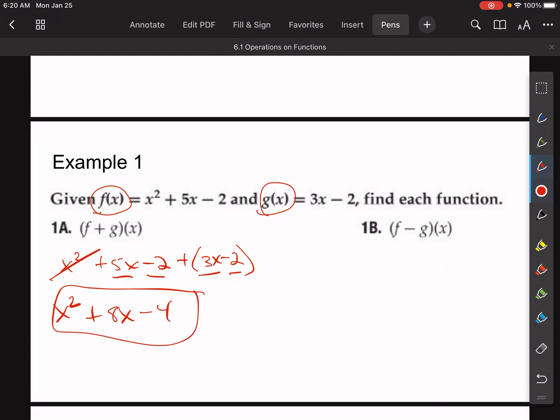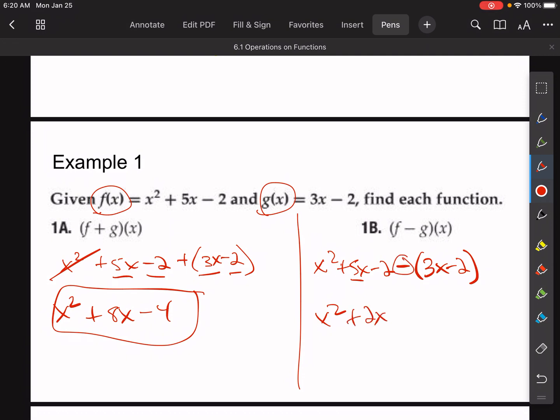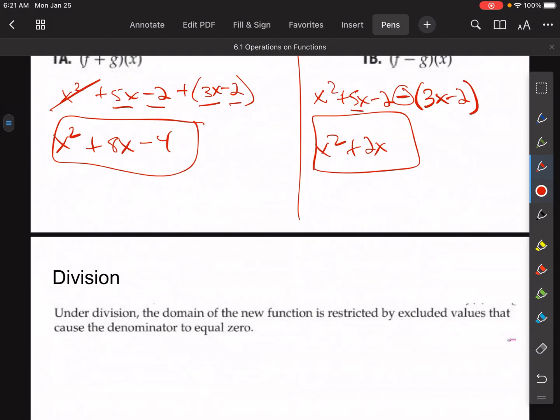Go ahead and try 1b out. Remember that order is important. We're going to take the f function, x squared plus 5x minus 2. And now it becomes very important that we use parentheses, minus 3x minus 2. When I do this, I still get x squared here. And then 5x minus 3x is 2x. And then negative 2 minus negative 2 is negative 2 plus 2, which is just 0, so I am done.